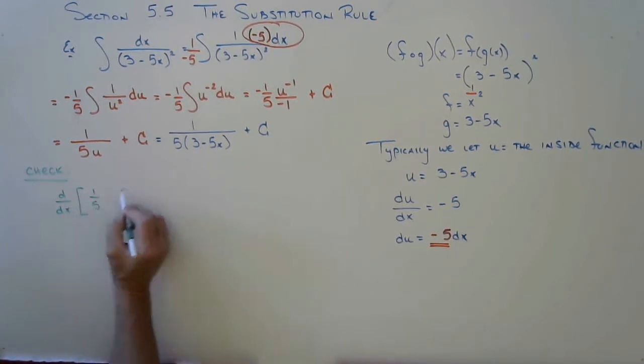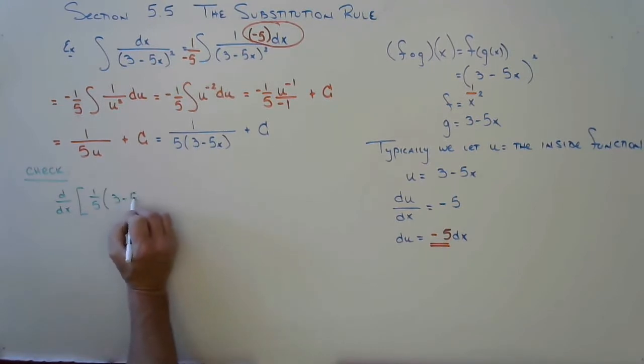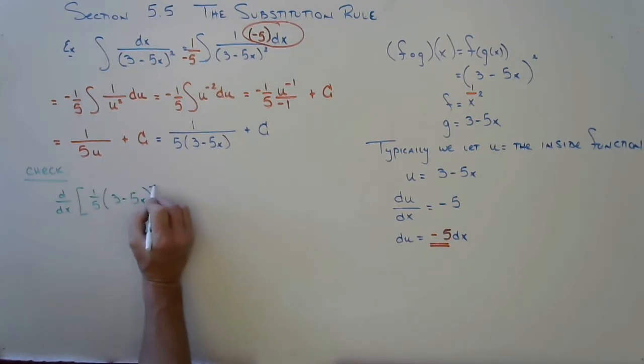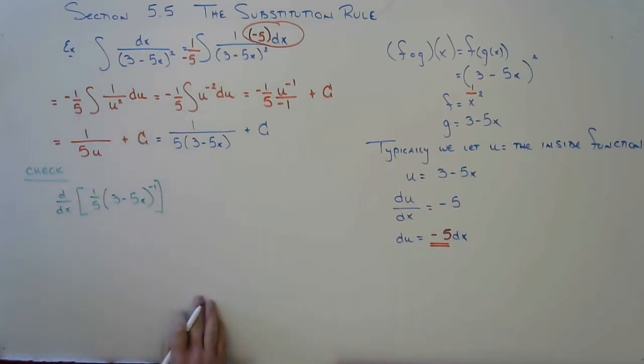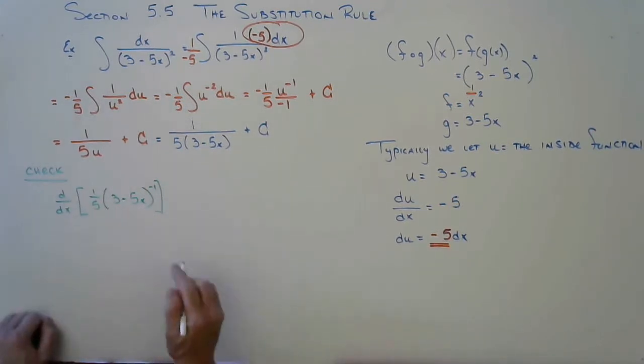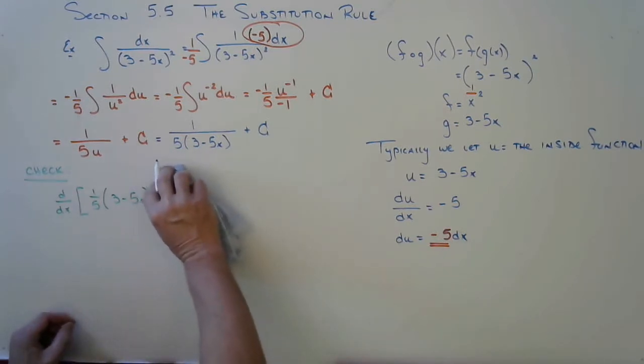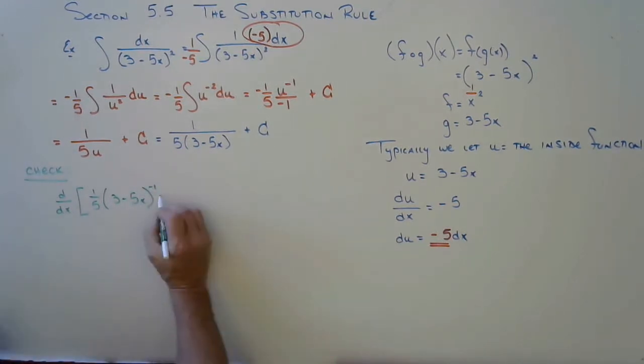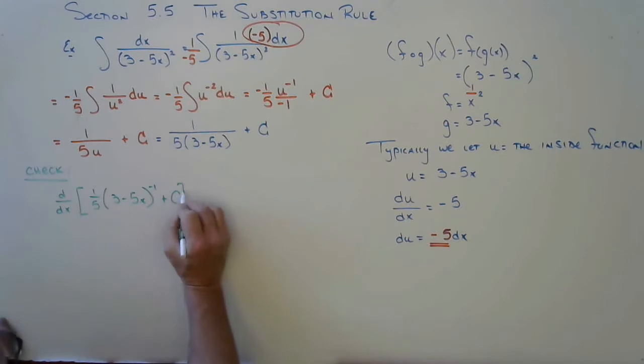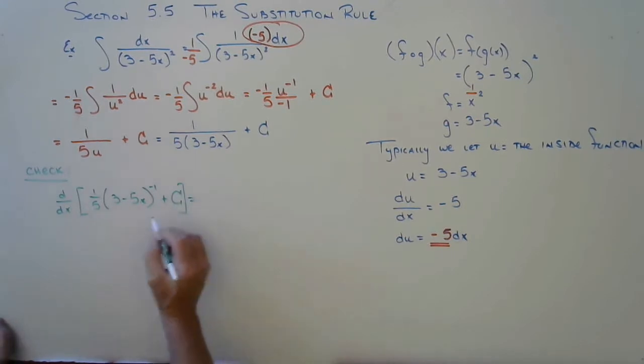1/5. I don't want to do the quotient rule, so I'm going to write this as 3 minus 5x to the negative 1 power, so I don't have to do the quotient rule. Oh, I'm sorry, I left out the plus c. We know the derivative of c is going to turn out to be 0, but we want to be complete. So what do we get?